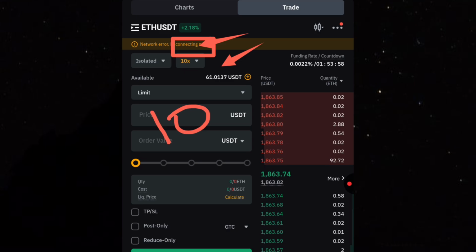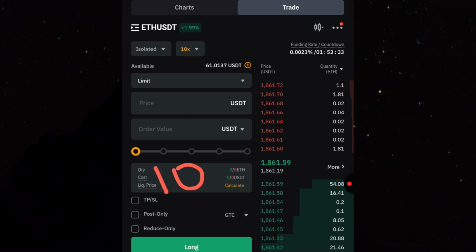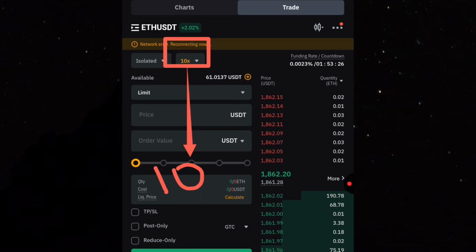So it means that I'm trading with 10 USDT and I'm borrowing an extra 10 USDT from the 10x leverage. Which means you are trading with a total of 100 USDT. The amount you want to use to trade multiplied by your leverage is what you are going to use to trade. So you have 61 USDT, but I want to use only 10 USDT, and I'm using 10x leverage. You multiply the two of them, 10 times 10 means you are using 100 USDT to trade.